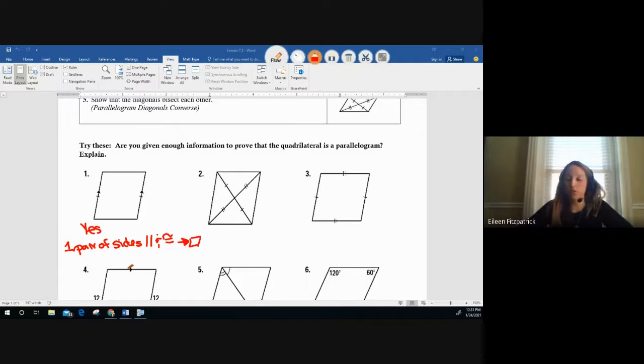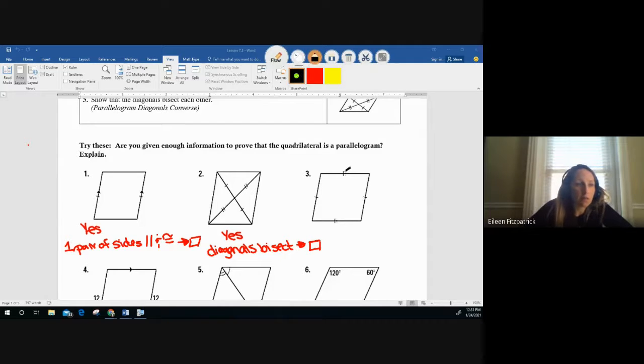What about number 2? Does it look like there's enough information, number 2, to say it's a parallelogram? Yes. Why? Diagonals bisect implies parallelogram. What about number 3?